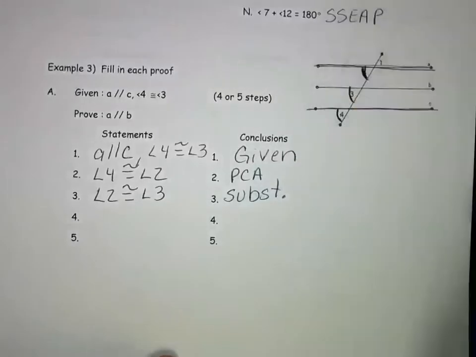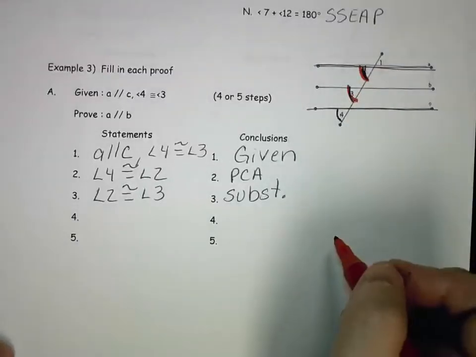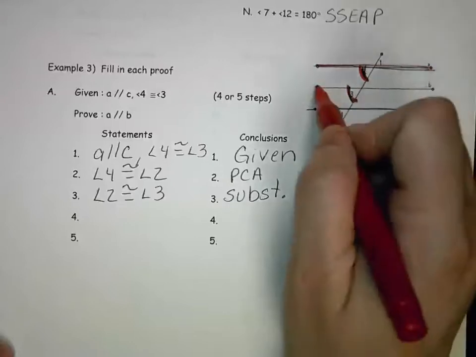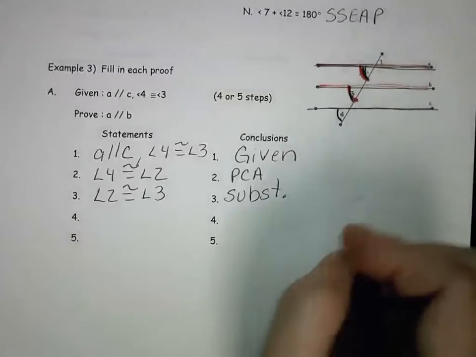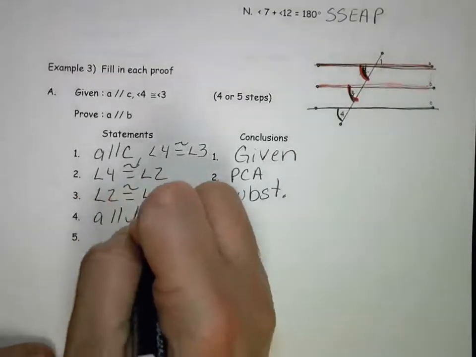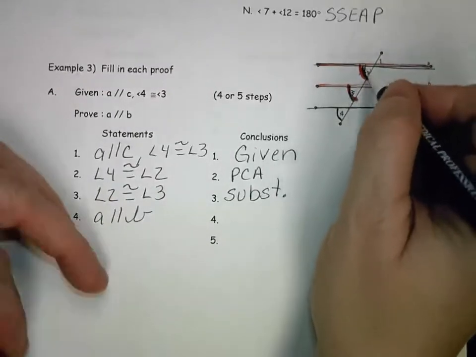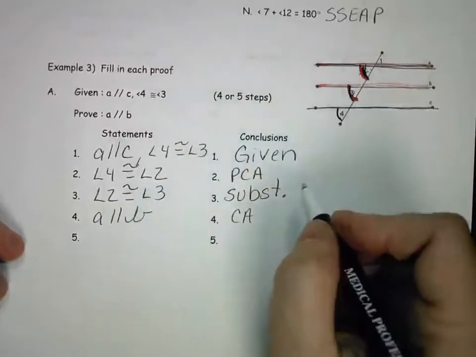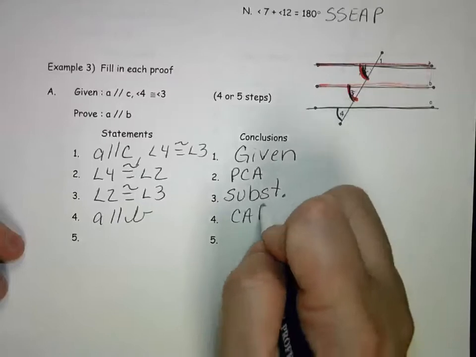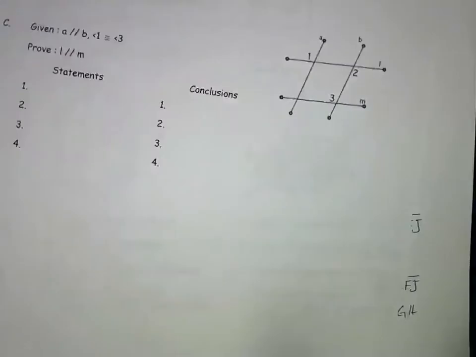Well, now if we have angle 2 right here, congruent to angle 3, we can then make a conclusion about those lines. Since 2 is congruent to 3, we can say A is parallel to B, because we have these corresponding angles congruent. We just got these angles congruent. Since the corresponding angles are congruent, then we can say the lines are parallel. And there's another way you can do that with 5 steps, and we did it in 4.